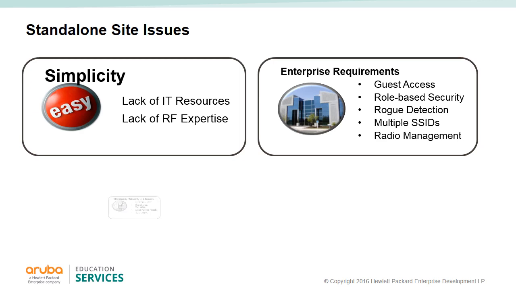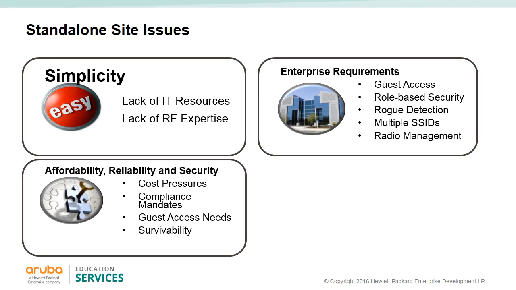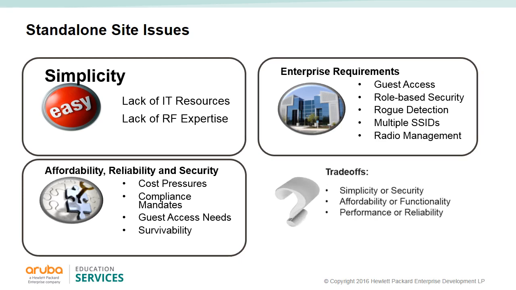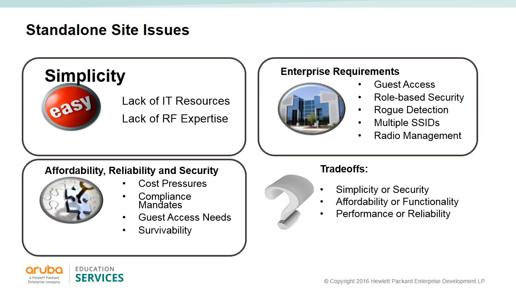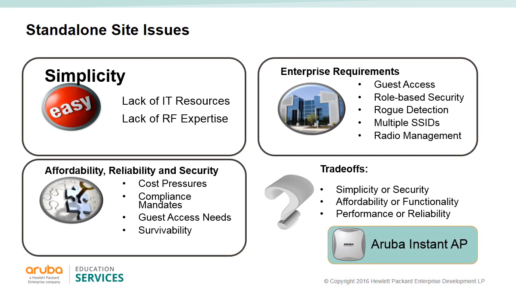Unfortunately, small organizations are constrained by cost or have compliance mandates. Therefore, the organizations are forced to choose between cheap consumer-grade Wi-Fi gear, feature-rich but costly high-end wireless LANs, or simply do without wireless altogether. Aruba Instant APs were created to solve these issues. In this module, we will review how Aruba's IAPs can help resolve the Wi-Fi issues small and distributed organizations experience.